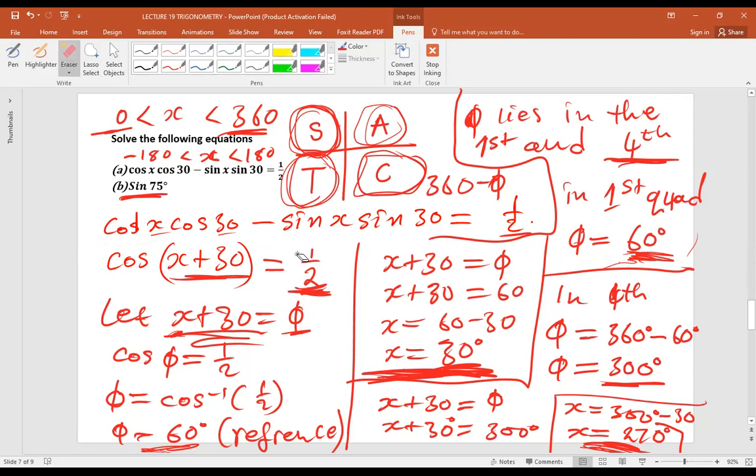So what I mean is that I chose to say phi is in the first and fourth quadrant because this side was positive half. And I know that I was dealing with cos. So cos is only positive in the first quadrant where all the trig ratios are positive, and in the fourth quadrant where only cos is positive. Have you gotten the point?